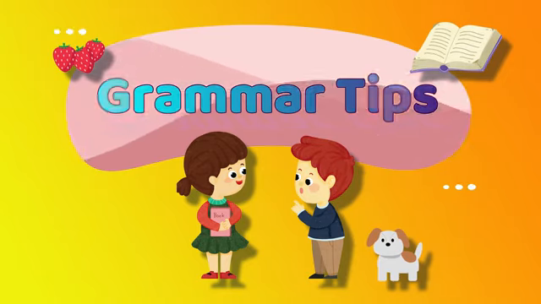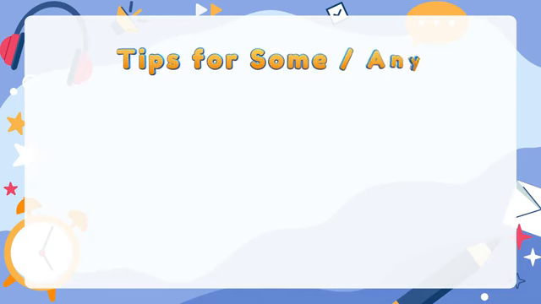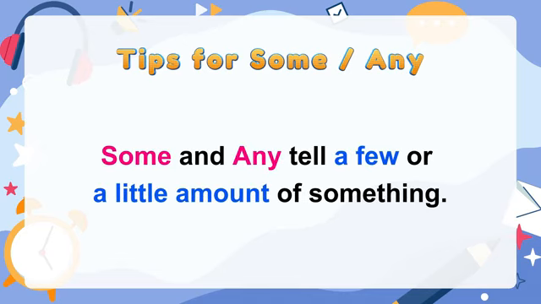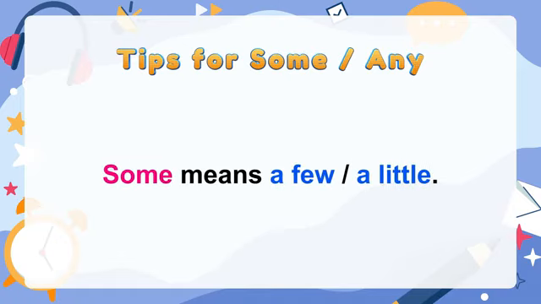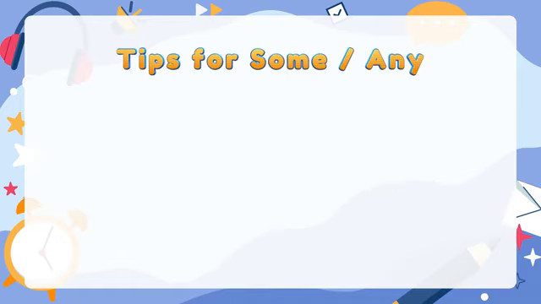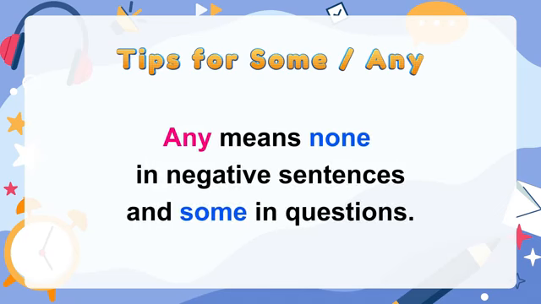Grammar tips. Tips for some and any. The words some and any tell a few or a little amount of something. You use some for positive and any for negative. Some means a few, little. Any means none in negative sentences, and some in questions.